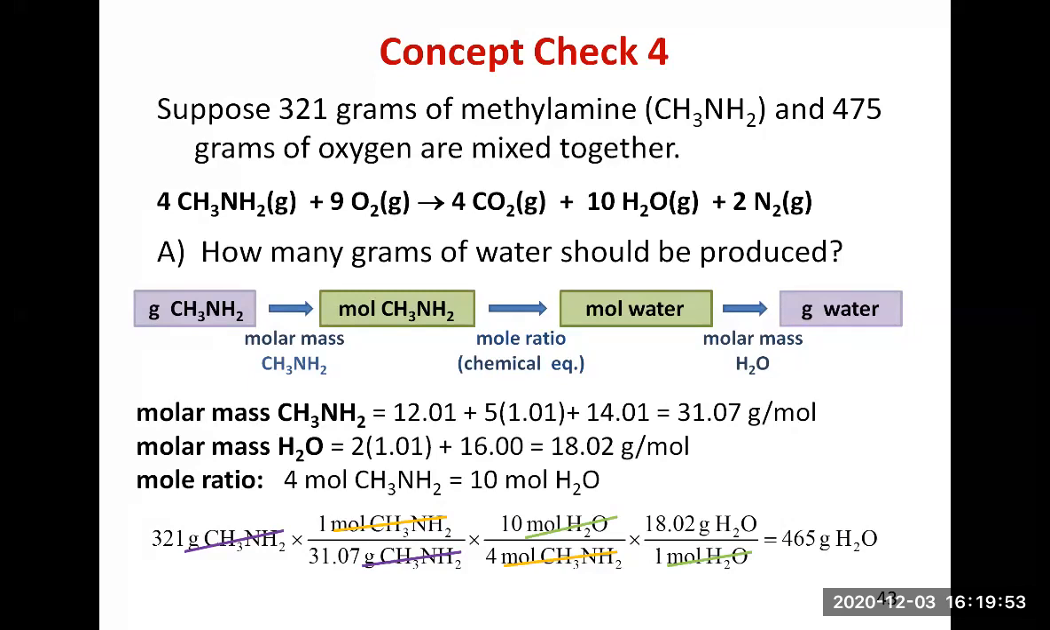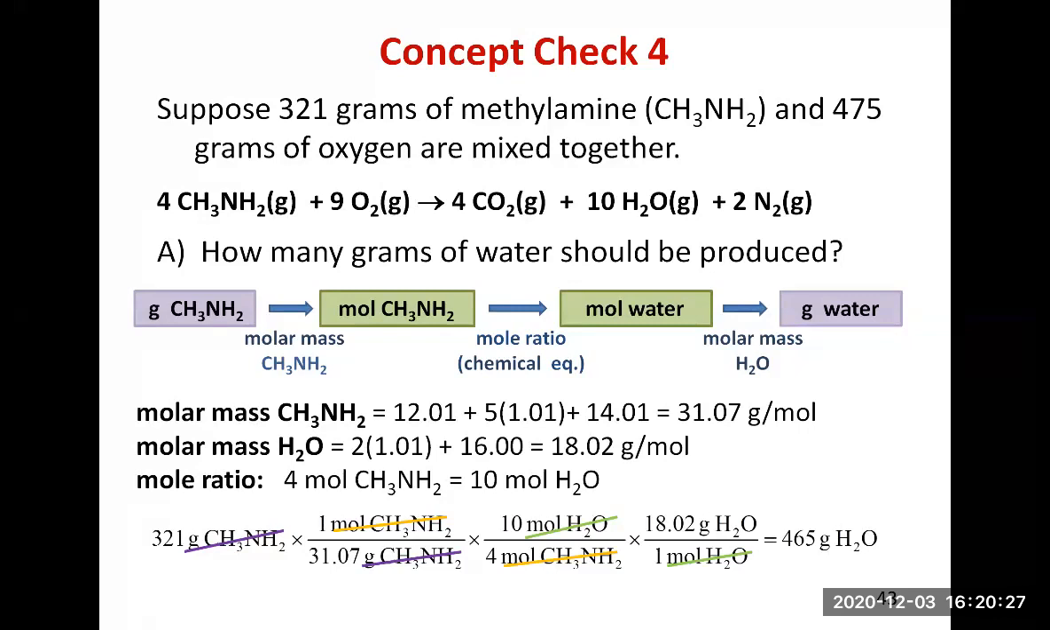465.43, 45, etc. Here, because the given amount has 3 sig figs, the 2 molar masses have 4 sig figs, and all those mole numbers are exact numbers. So then the limiting amount of sig figs is 3 from the given amount. So we keep the 4, the 6, the 5. What comes after the 5 is the 4, so you keep the 5 a 5. So it's 465 grams of water produced from 321 grams of methylamine.